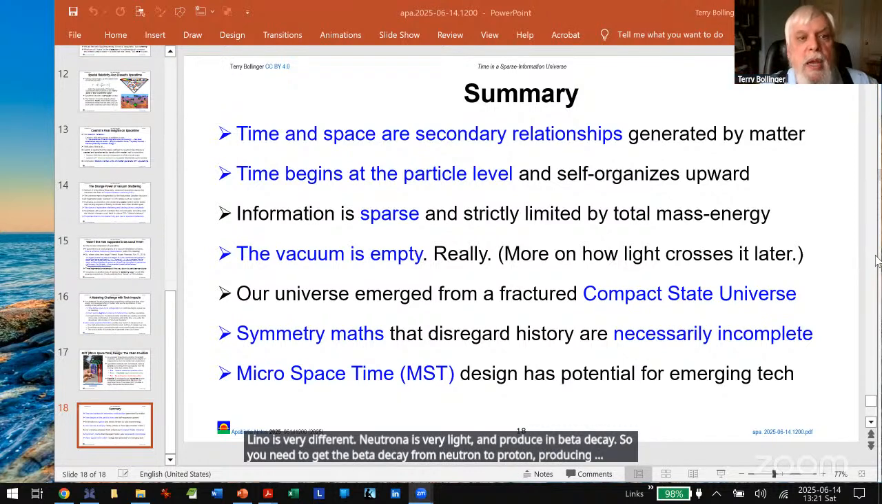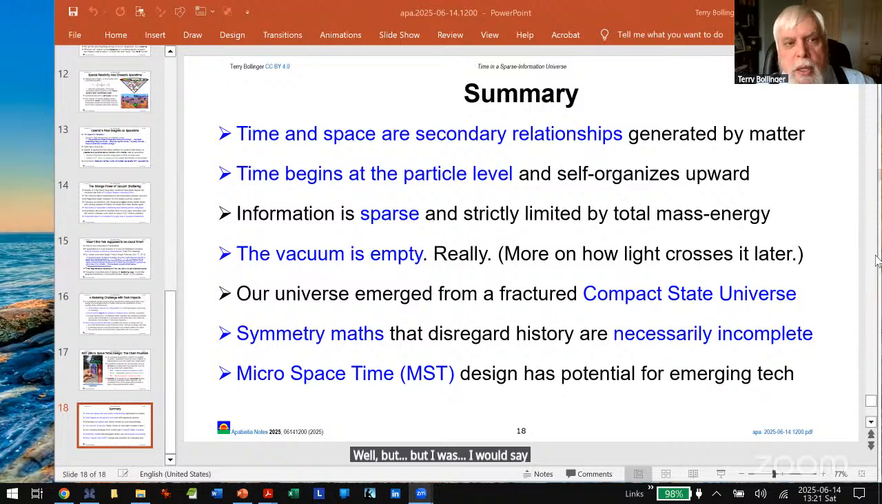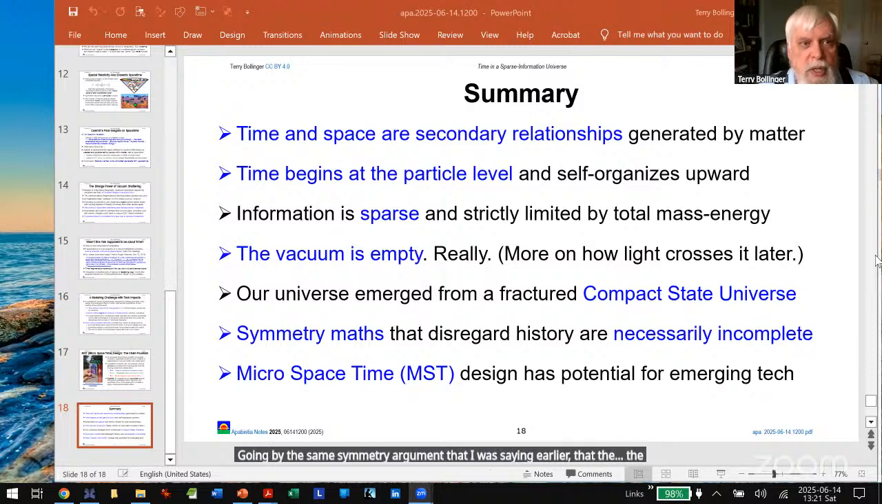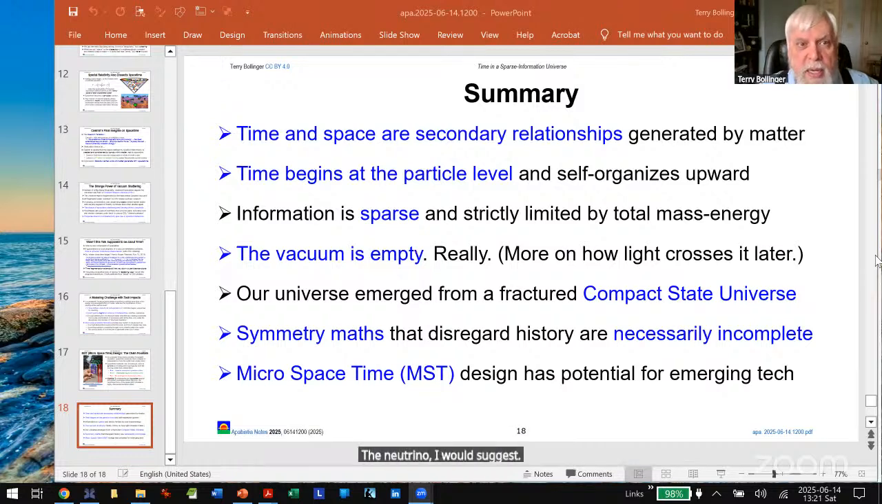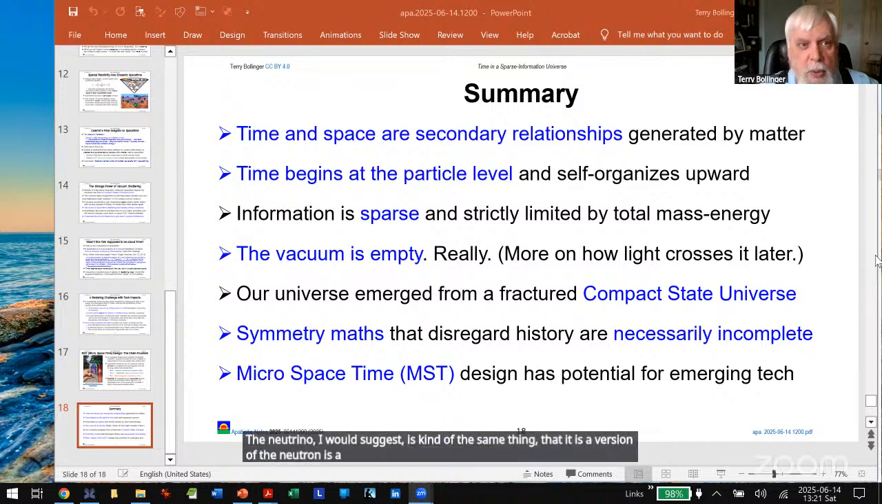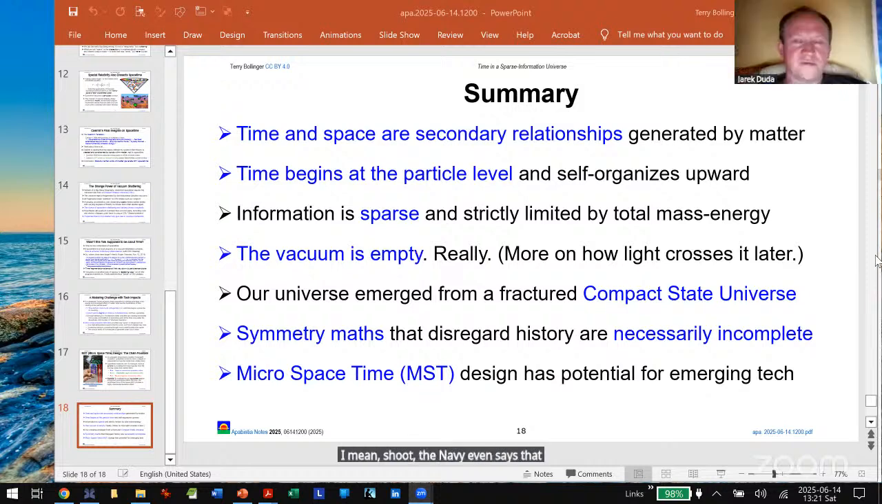Well, what I'm suggesting, going by the same symmetry argument I was making earlier, is that the proton is a broken symmetry with emergence of mass from a deeper version that is like the positron. The neutrino, I would suggest, is kind of the same thing: the neutron is a version of the neutrino. I mean, shoot, the name even says that. When they first came up with the neutrino, I know.